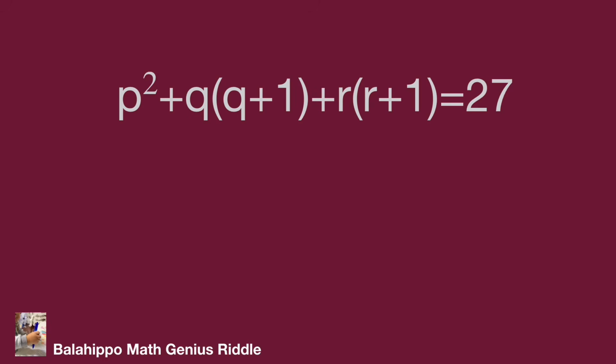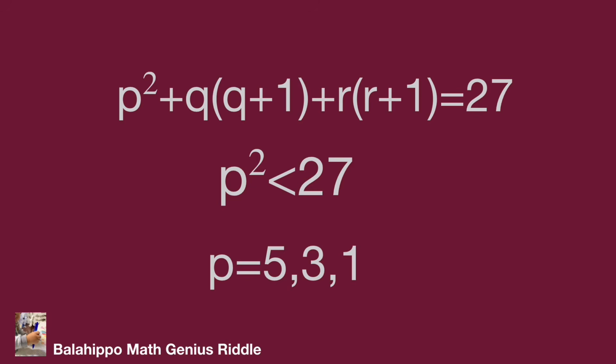Compare p squared and 27. We can get p squared less than 27, and q times quantity q plus 1 and r times quantity r plus 1 are all even numbers, and 27 is an odd number, so p should be an odd number. That is, p could be equal to 5, 3, and 1. Okay, let's check the value of p one by one.